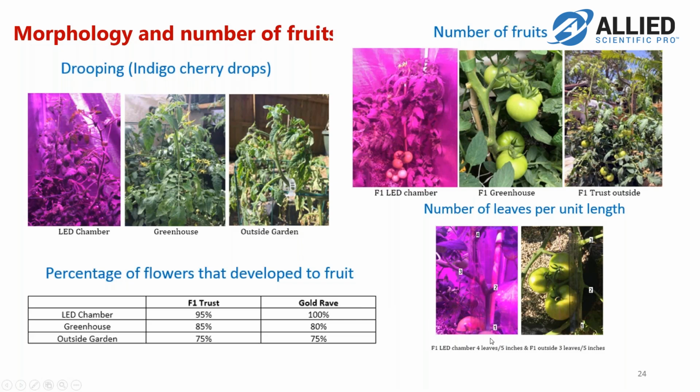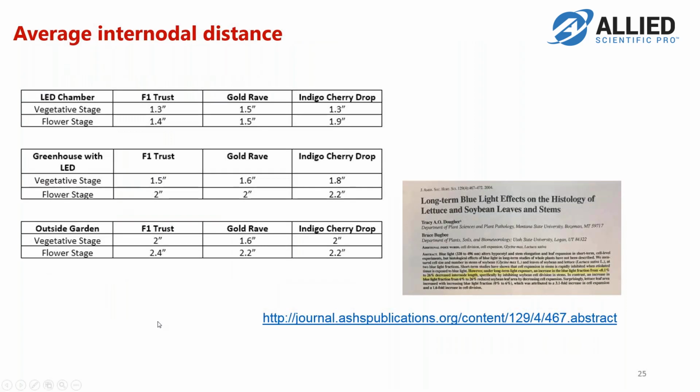So here, for example, you see there's a ruler here, and we have counted the number of leaves in 5 inches. So you have 4 leaves here in 5 inches, and there are only 3 leaves in the outside garden. In the greenhouse, F1 Trust, only 85% of flowers develop into fruit, but outside garden only 75%. So LED chamber produced the maximum number of flowers that turn into fruit.